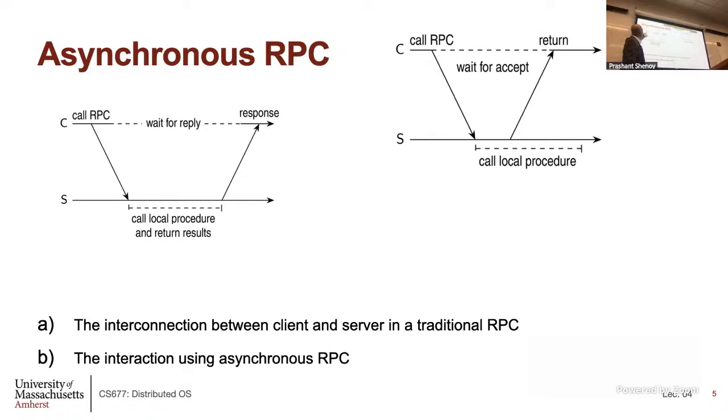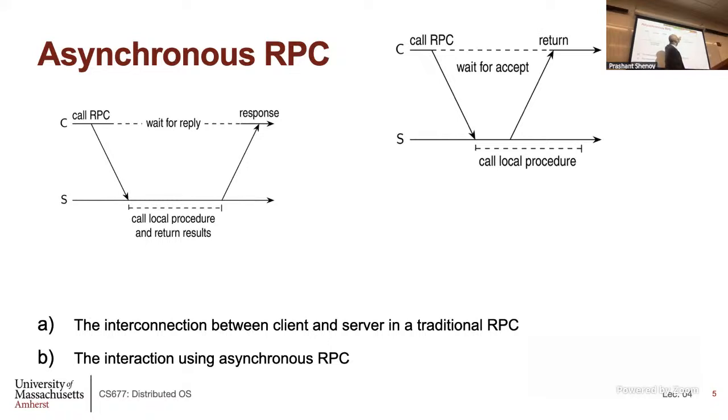The client makes an RPC call and is going to wait all the way until the reply comes back from the server. The RPC call goes over the network, the server executes it, generates a reply, and the response goes back. Okay? That's synchronous blocking RPC. The client is blocked until a response comes back.